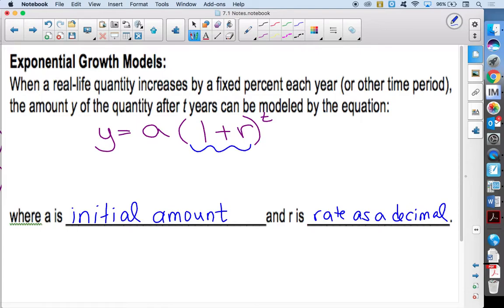This is called the growth factor. Now you might see that term used. So 1 plus whatever quantity you're increasing by is the growth factor. If it's bigger than 1, it's growing. If it's less than 1, that's when we would be decreasing or going down.